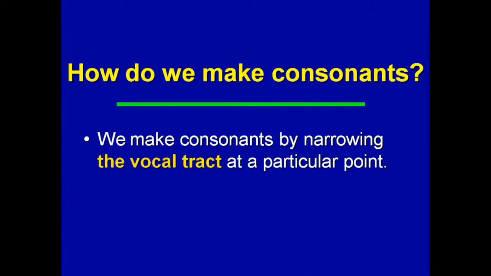Now the problem is: how do we make consonants? We make consonants by narrowing the vocal tract at a particular point. This particular point means the point of contact between two articulators. And what is meant by articulators? Those speech organs that enable us to produce speech sounds. That point of contact between them is called a place of articulation.